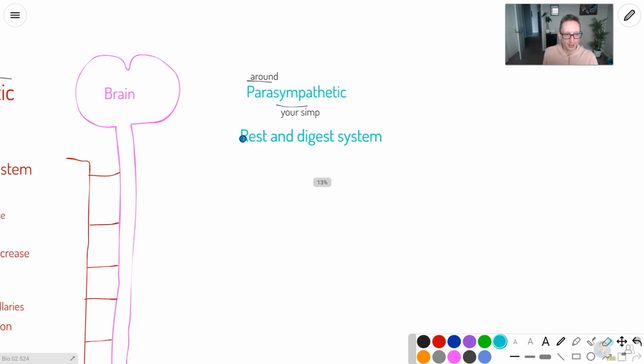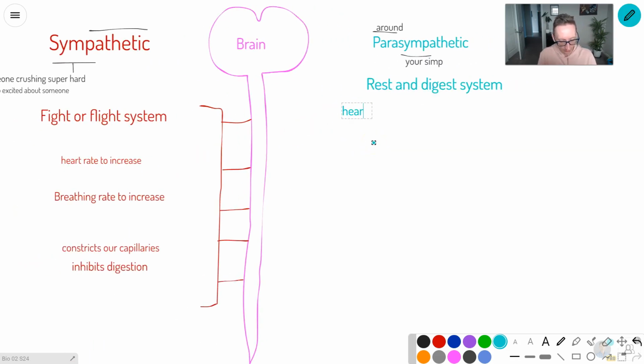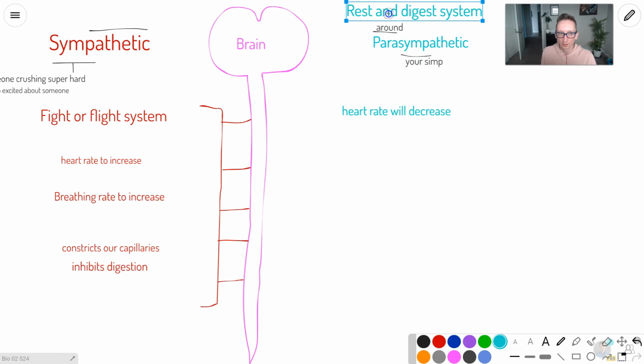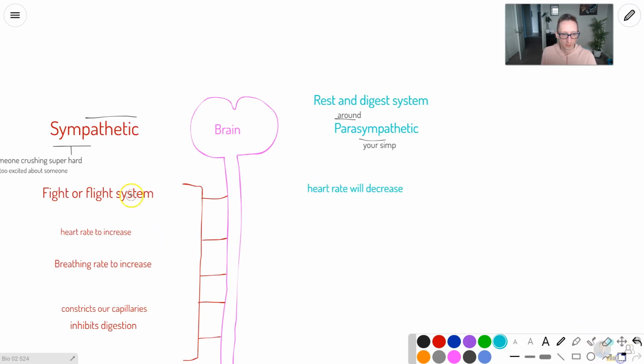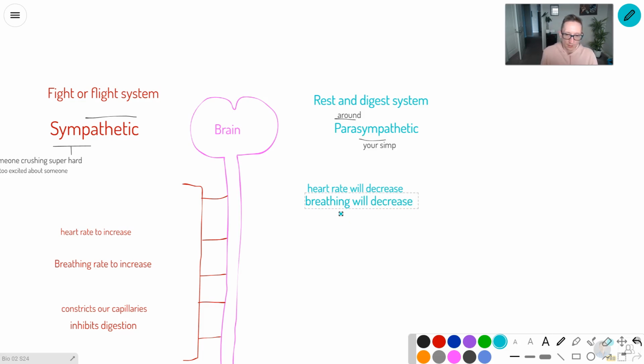All right, so it's basically the opposite of this, right? Heart rate will decrease. I'm going to move this up here and move this one up here just so it's out of the way a little bit. Okay. Heart rate will decrease. Breathing will decrease. It will dilate your capillaries, and stimulate digestion. And those will actually all come out of your neck.